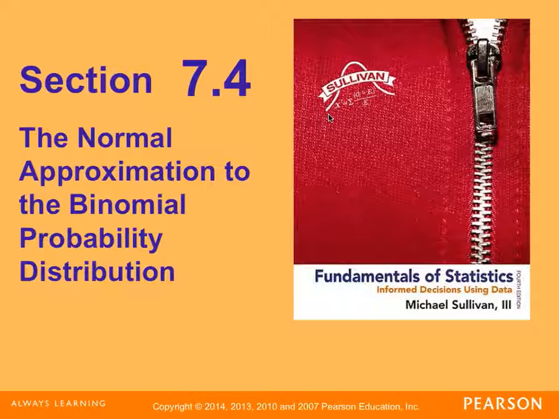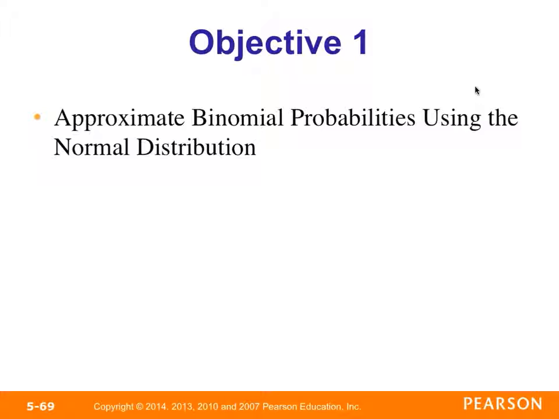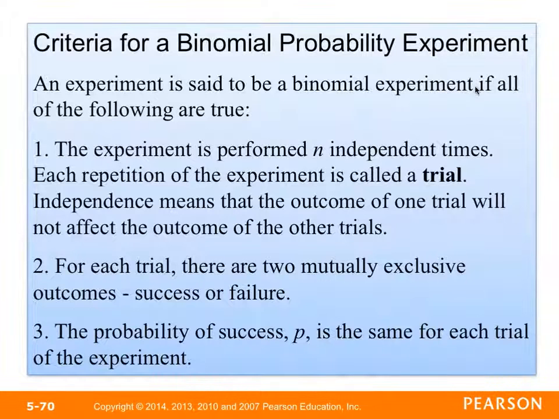Okay, section 7.4, I have to say, is probably the trickiest of the sections. This is probably the most difficult for students and probably takes the most time to really understand, but it is an important section. So I want to go through it. What we're going to do is approximate binomial probabilities using the normal distribution. Only one objective, which is good news.